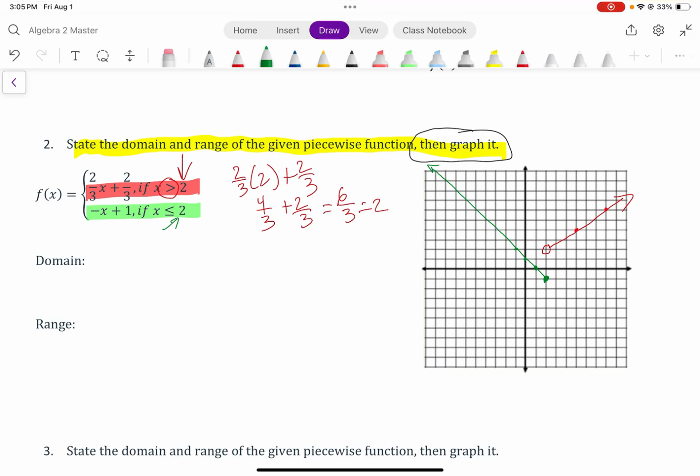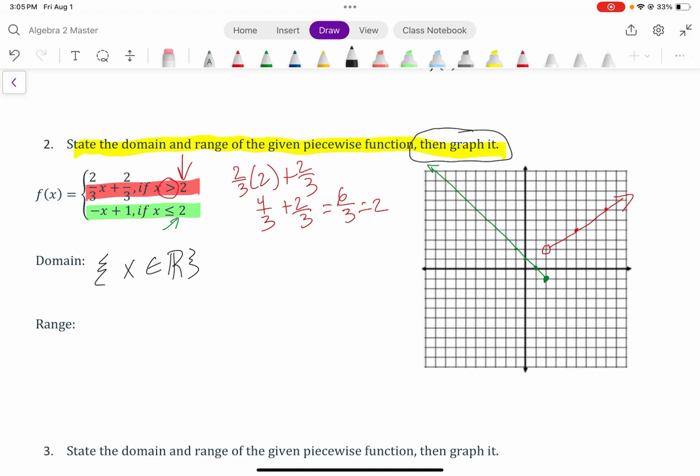That is my graph. Now, if I have the graph, it should be easier to find the domain and the range. For the domain, it's all of the x values that I can have. Well, because we had all values of x less than or equal to 2 and all values of x greater than 2, I can say x is an element of the real numbers. Any x value is going to work.